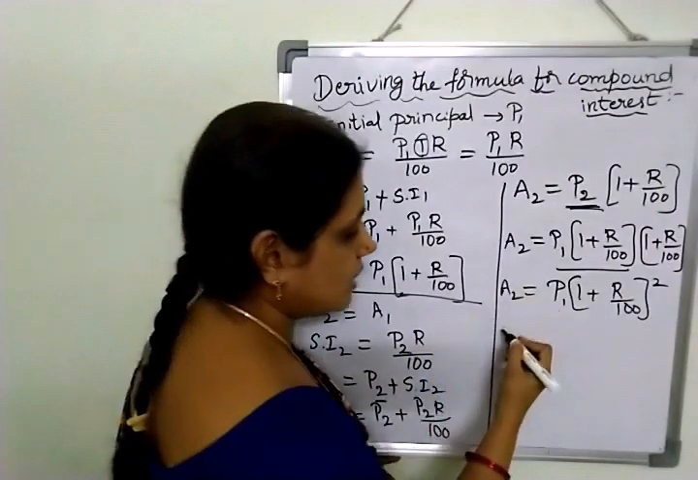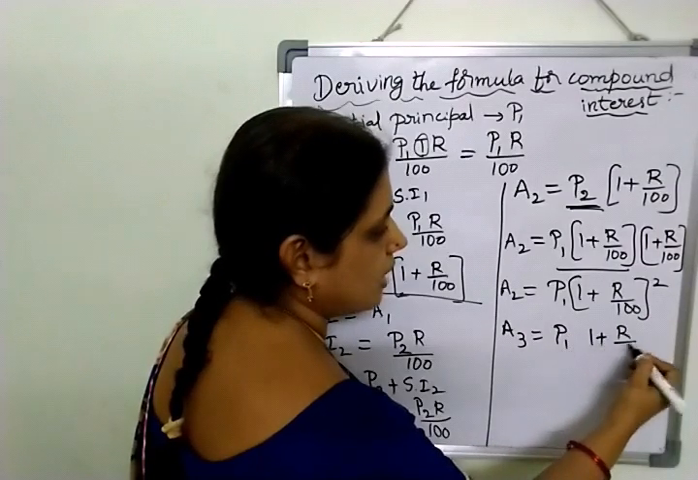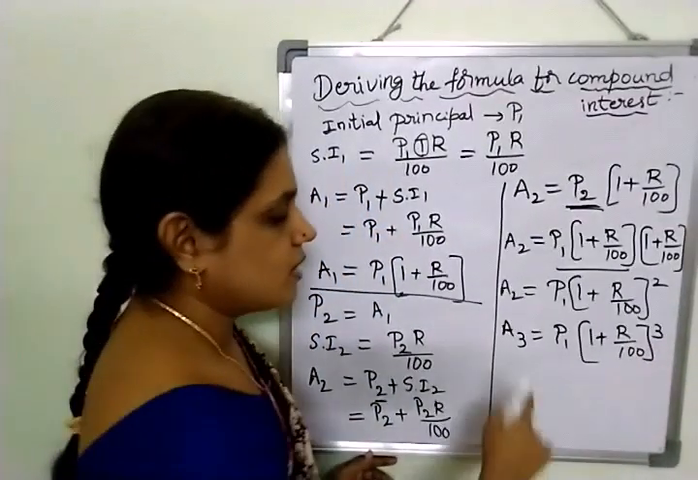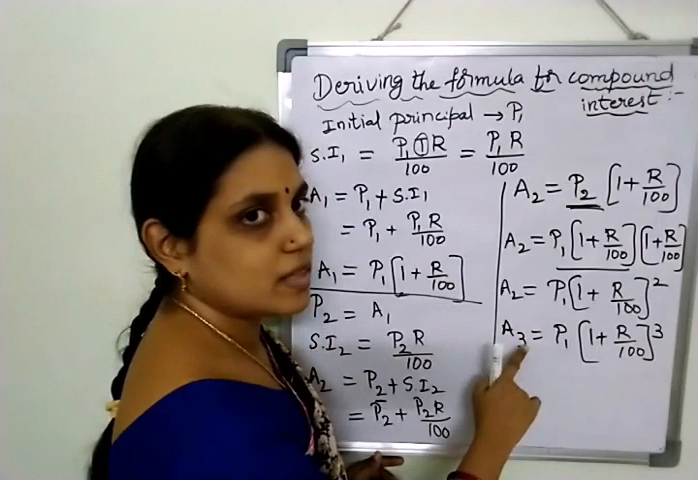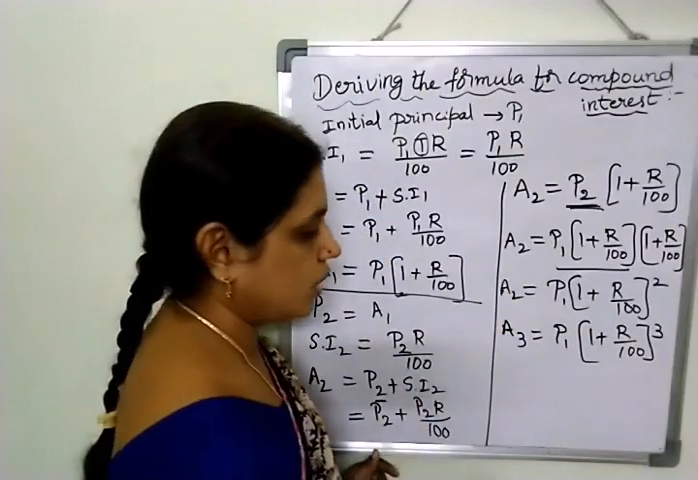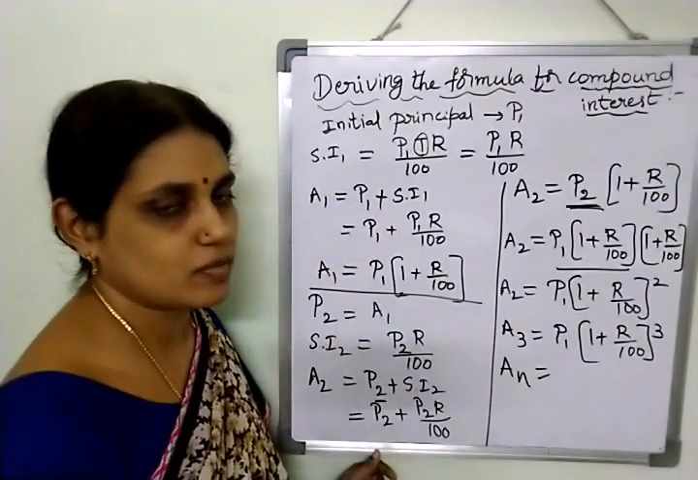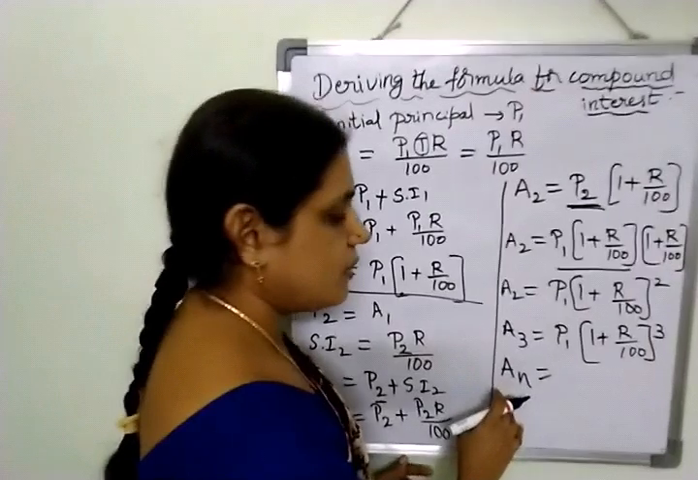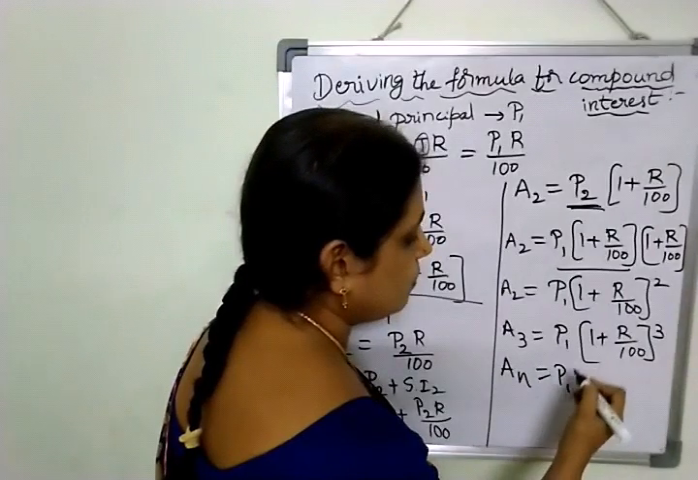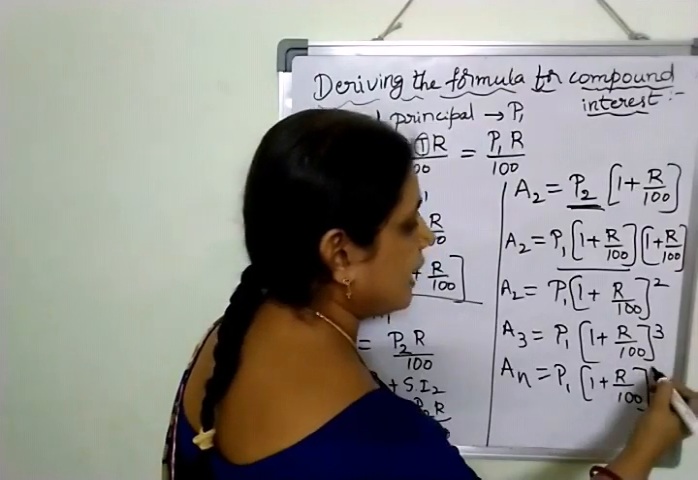Just like that, A3 what we will get? Can you guess? That is P1 into 1 plus R by 100 whole cube. Again one more time 1 plus R by 100 needs to be multiplied. So A3 means the amount after third year equal to P1 into 1 plus R by 100 whole power 3. That means whole cube. Just like that AN. AN means the amount after n years, whatever they give in the question. It may be 4 years, 5 years, like that. So AN equal to P1 into 1 plus R by 100 whole power n.